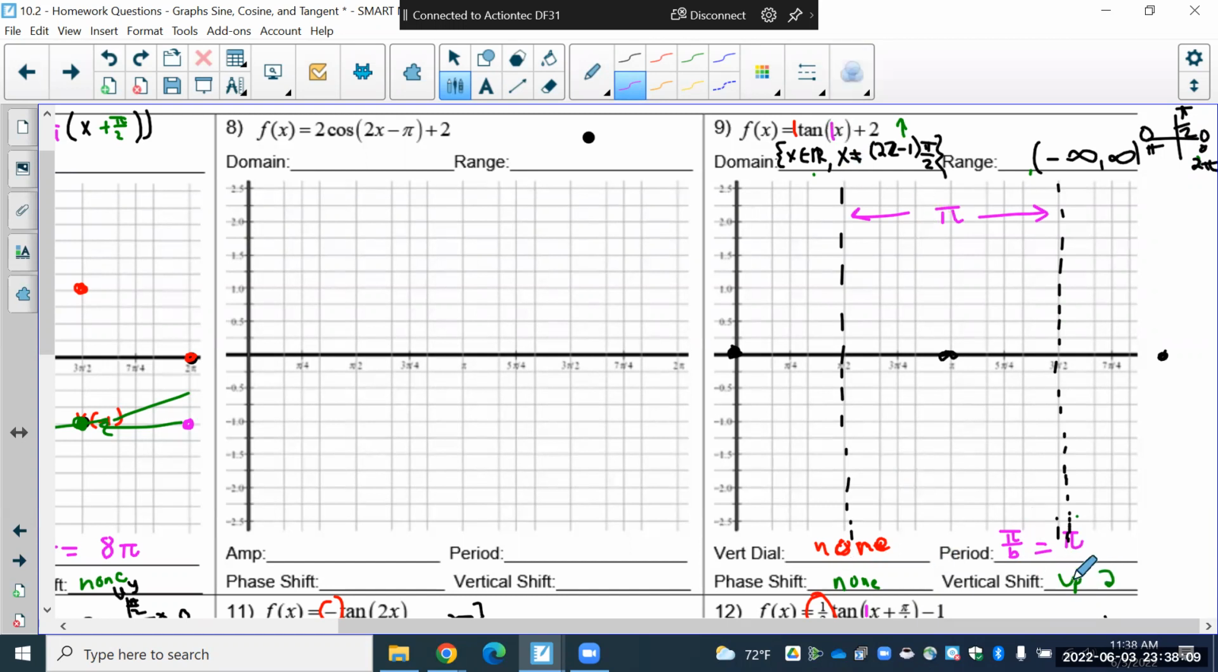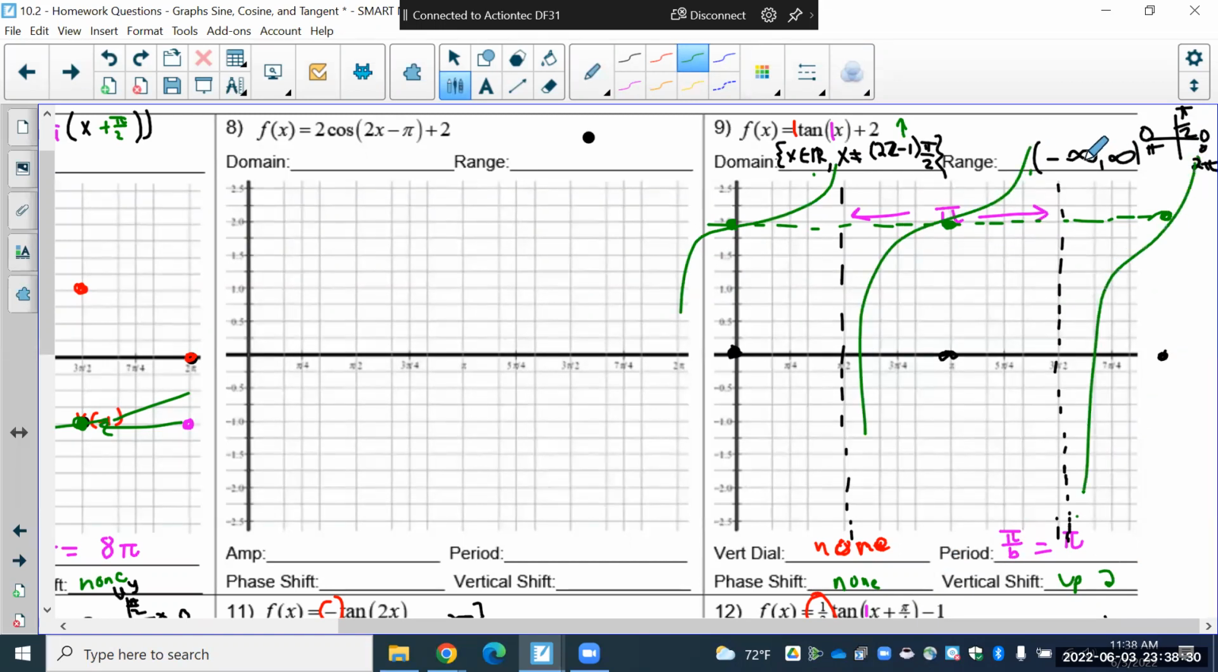There's no phase shift. This graph gets shifted up 2. So the only thing I do is I just shift the graph up here. I don't move the asymptotes in this case. And so this dot will go here. This dot will go here. This dot will go here. And then I will draw my tangents.